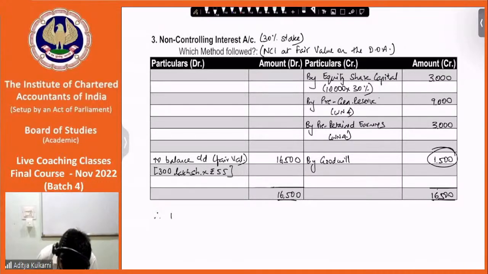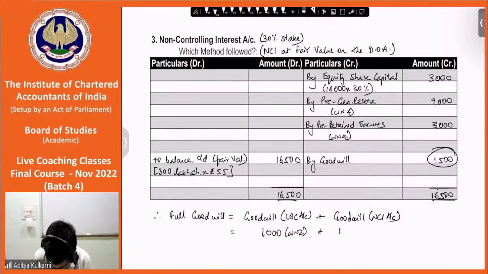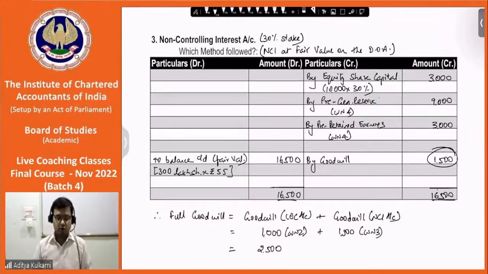Therefore, full goodwill is equal to goodwill from COC account plus goodwill from NCI account. This was 1,000 from working note 2. This is 1,500 from working note 3. This comes to 2,500. Important is this is full goodwill.